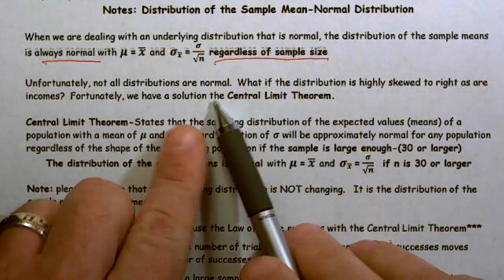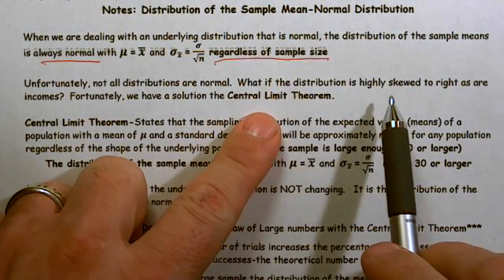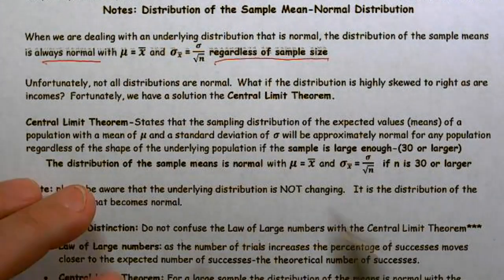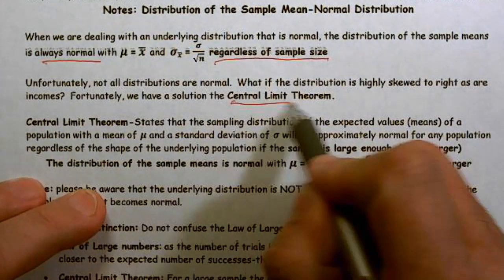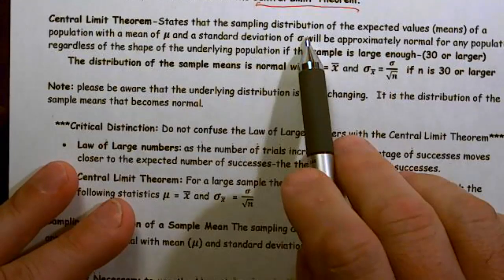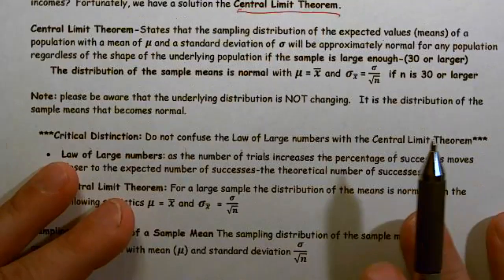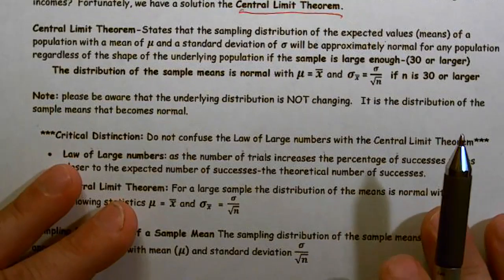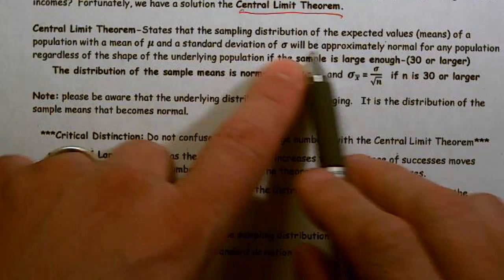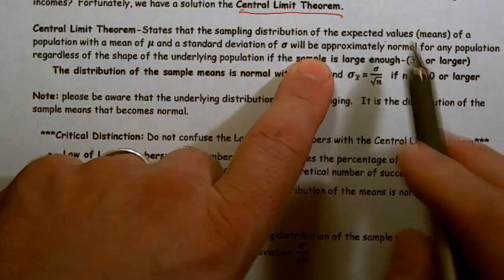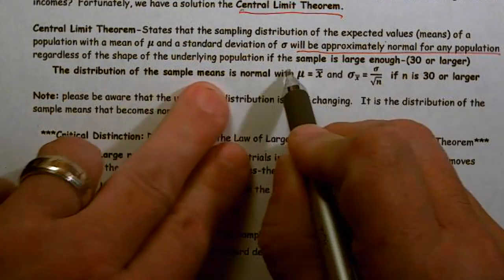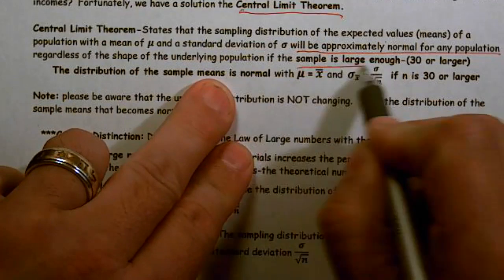Unfortunately, not all distributions are normal. What if the distribution is highly skewed, or has some other shape, is bimodal, etc.? Well, we have a solution, and that is known as the central limit theorem. The central limit theorem basically states that the sampling distribution of the expected values, in other words, the distribution of the means of a population with a mean of mu and a standard deviation of sigma, will always be approximately normal for any population, regardless of the shape of the population, if the sample is large enough.